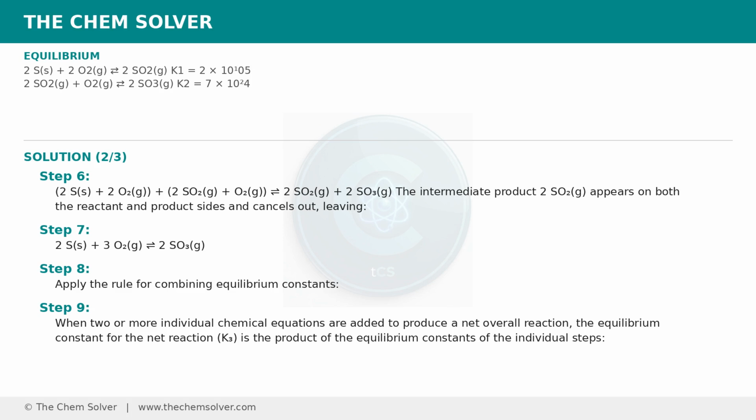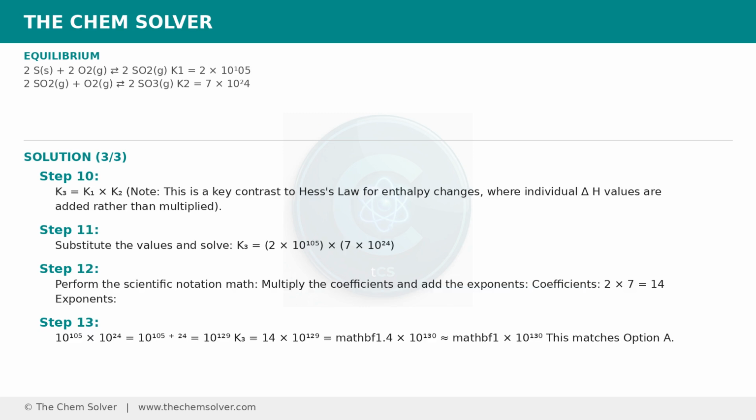⇌ 2SO3. Apply the rule for combining equilibrium constants. When two or more individual chemical equations are added to produce a net overall reaction, the equilibrium constant for the net reaction, K3, is the product of the equilibrium constants of the individual steps. K3 equals K1 times K2.